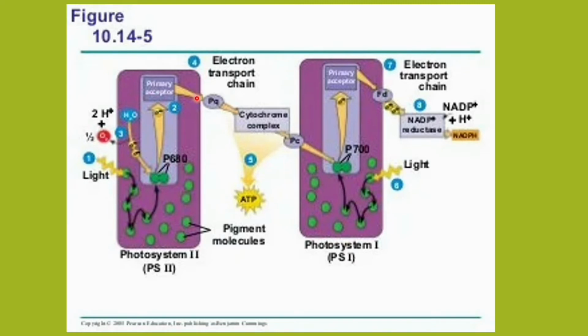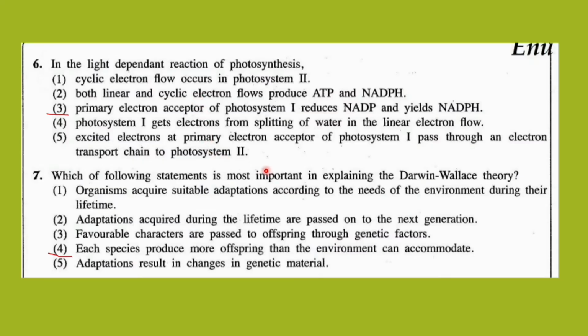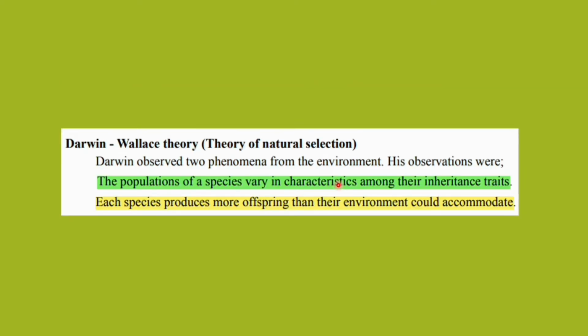The seventh question, which of the following statements is the most important in explaining the Darwin-Wallace theory? So Darwin-Wallace theory is the theory of natural selection. So here they have mentioned that Darwin made two observations. The first observation is populations of a species vary in characteristics, and the second observation is each species produces more offspring than the environment can accommodate. So they have given this statement as the fourth answer, so that is the correct answer.